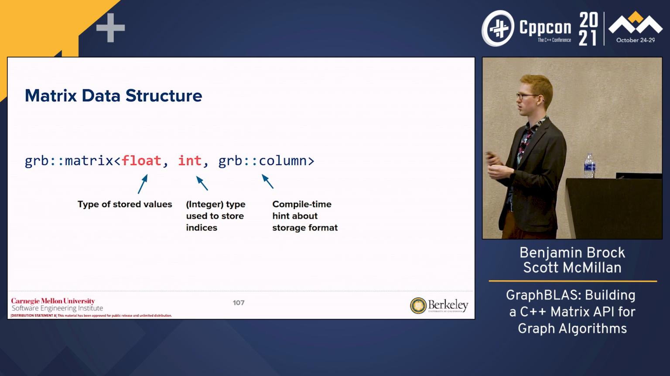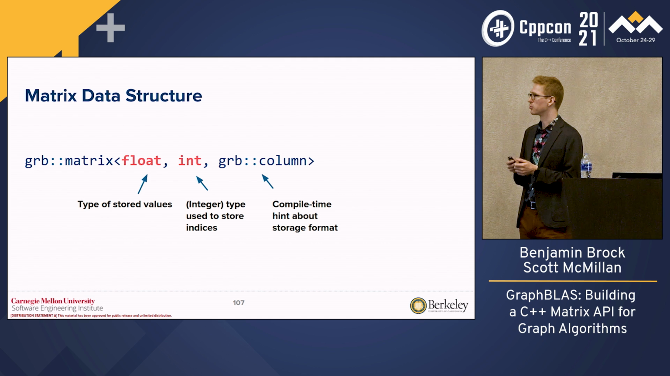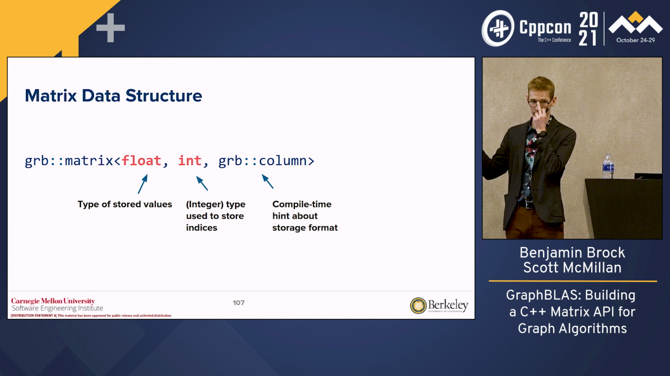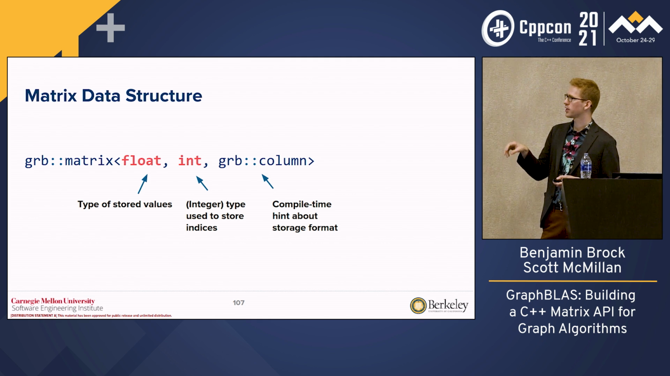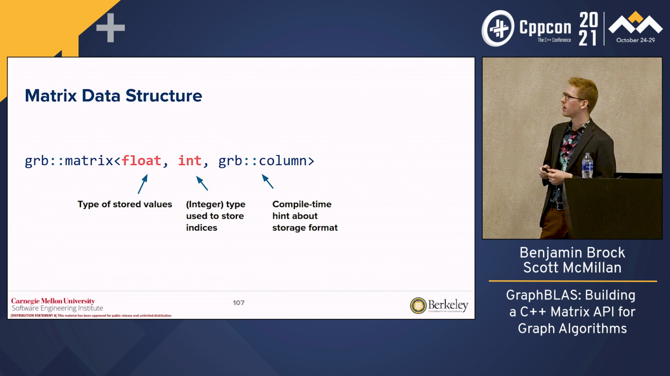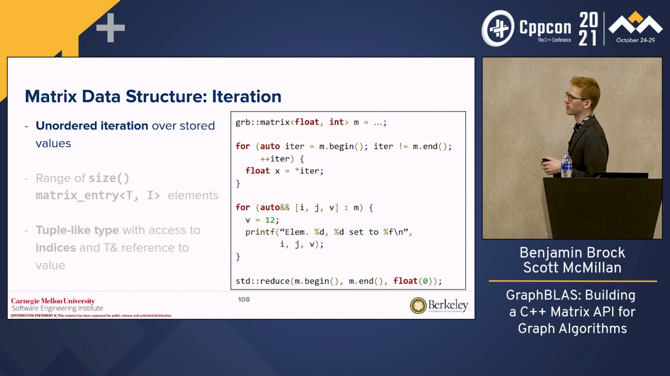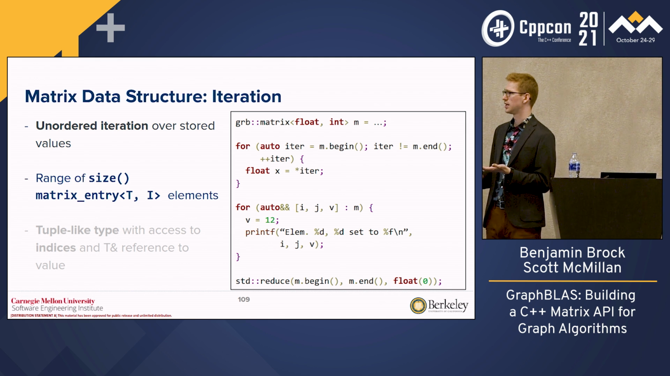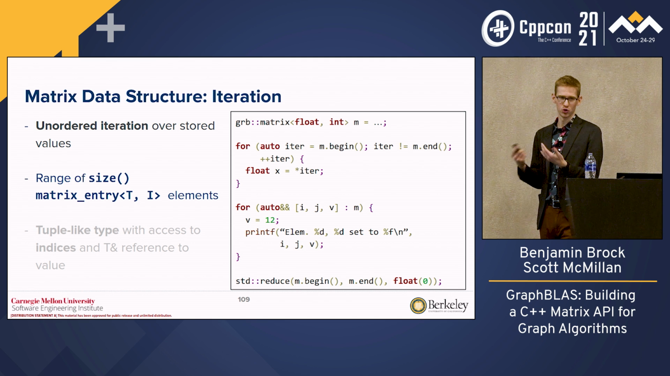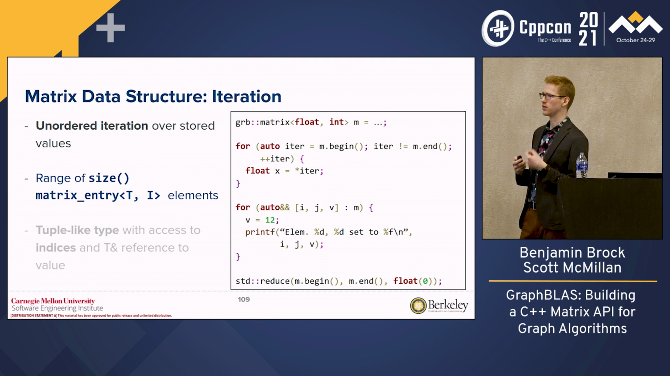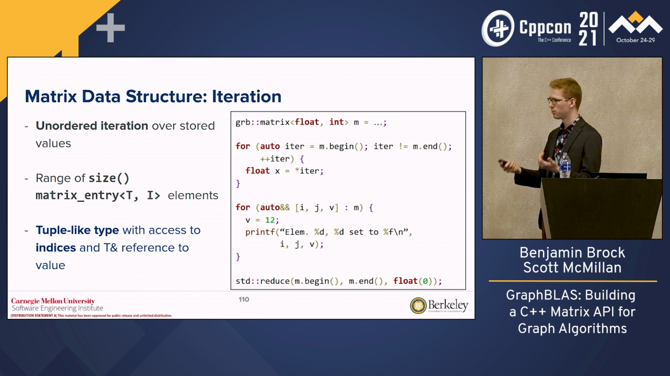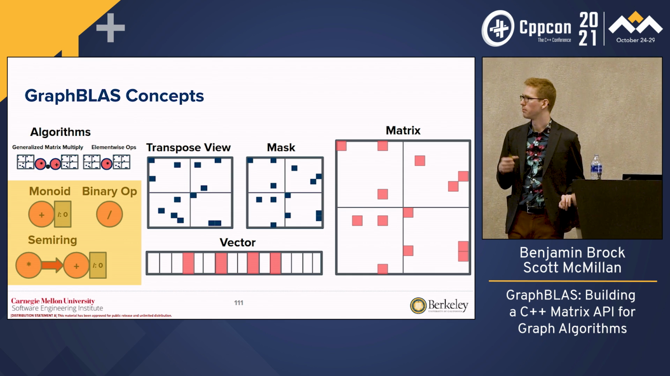So we have this unordered one-dimensional iteration concept, similar to unordered map. And some of the ways that you can hint to the runtime that you would like a particular underlying data format, which may or may not correspond to a particular iteration order, is using a system of compile time hints. Okay, and like we mentioned, we're going to have this unordered iteration over the stored values. This is a range of matrix entry items, which is this tuple-like type, and then we can use that to manipulate the indices. Generally, you can get a T ampersand reference to the things that are actually stored, the stored values.